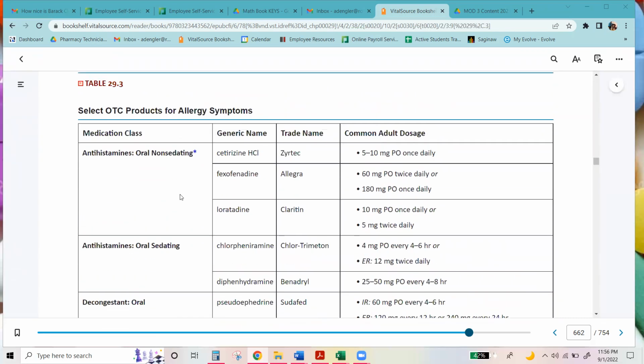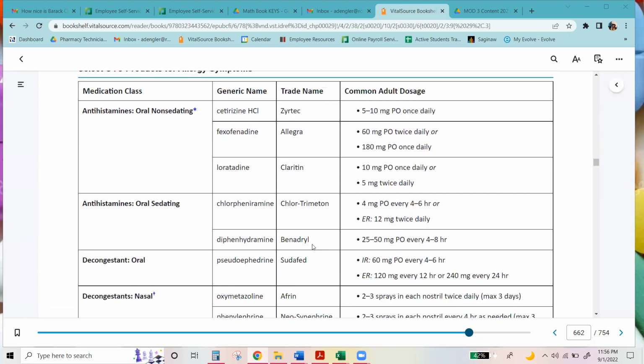We have our select OTC products for allergy symptoms in this table. So non-sedating antihistamines, again, we have Zyrtec, Allegra, Claritin. Those are all the brand name or the trade name. Oral sedating, again, we have chlorpheniramine and Benadryl. For decongestant, we have Sudafed, which is pseudoephedrine, and that has to be purchased only at the pharmacy counter. You won't actually find that out on the shelf.